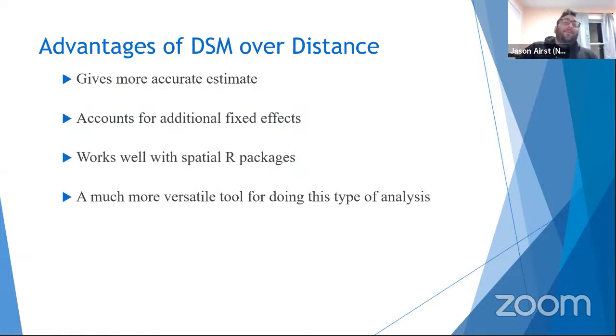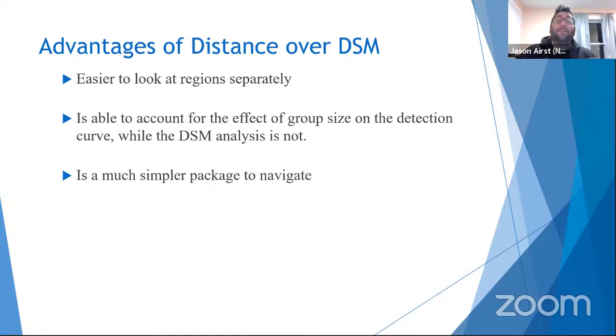So I'd like to finally discuss the advantages of the density surface model package over the distance sampling package. So it's more accurate. It allows you to account for additional fixed effects. It works well with spatial R packages, and it's much more versatile when it comes to trying to analyze this type of data than the distance sampling package. However, the distance sampling package is much easier to use. The output it gives for its calculations are a lot easier to interpret, and the steps required to use this package are a lot fewer.